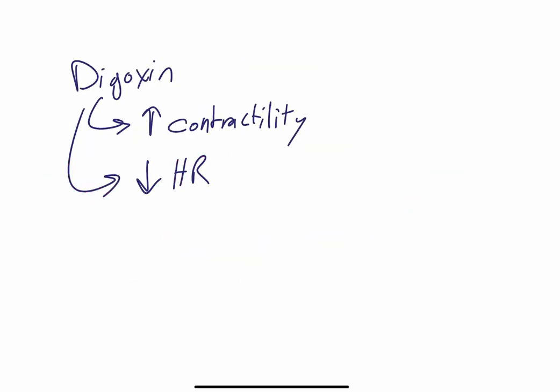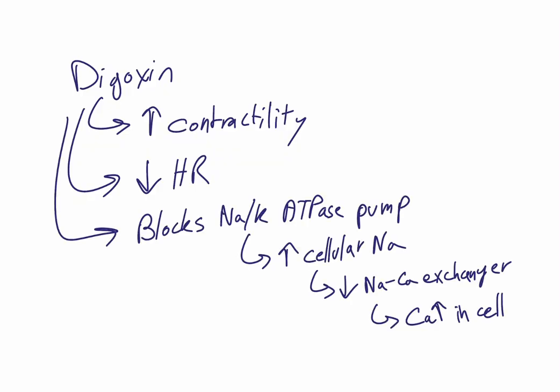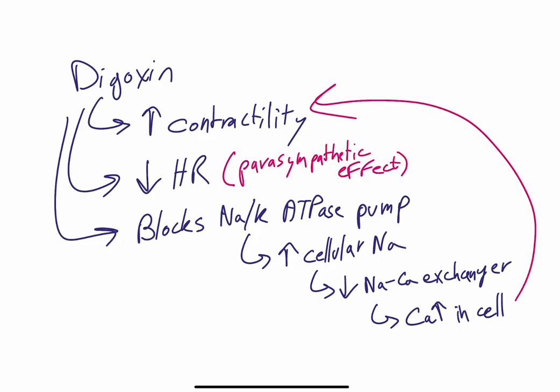Moving on to digoxin. Digoxin has two key effects. Number one, it increases contractility. Number two, it slows your heart rate. For those of you wanting to know the mechanism, it blocks the sodium-potassium ATPase pump. This increases intracellular sodium. This inhibits the sodium-calcium exchanger, which in turn allows calcium to build up inside the cell. And finally, this results in an increase in cardiac contractility. Please note that it also has parasympathomimetic effects, which also slow the heart rate. So you have an increase in contractility, but a decrease in chronotropy.